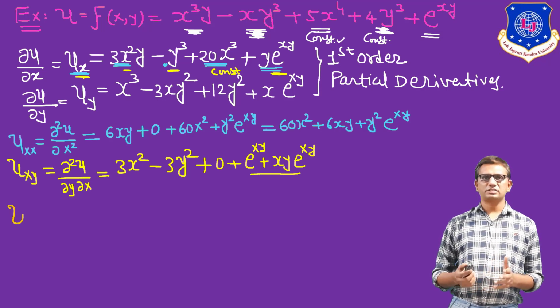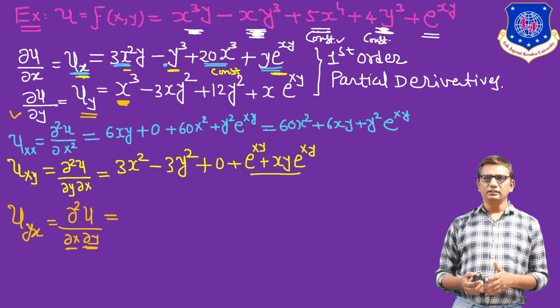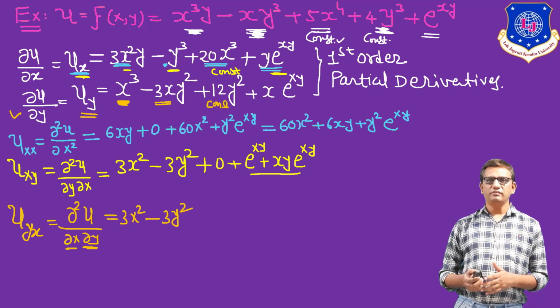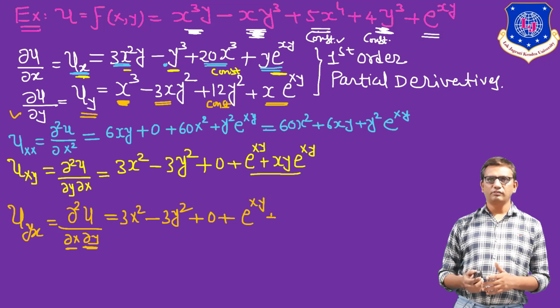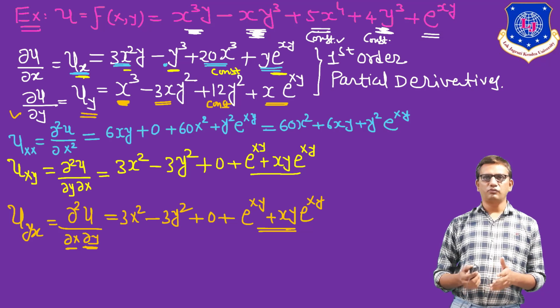And now in the next term we will find the partial derivative of u_y with respect to x, that is u_yx, that can be written as del square u by del y del x, and here we have the partial derivative 3x square minus 3y square plus e raised to xy plus xy e raised to xy. So we can see here u_xy and u_yx both are equal, because these first order partial derivatives are continuous.